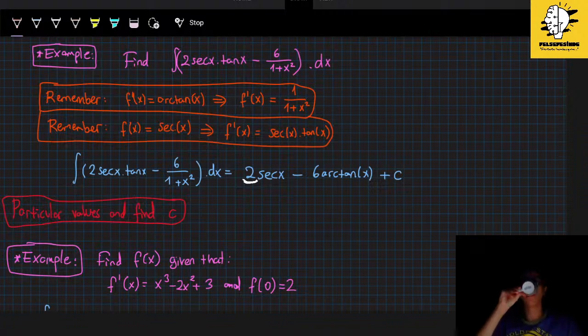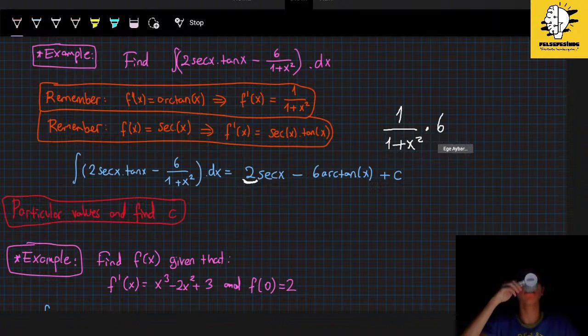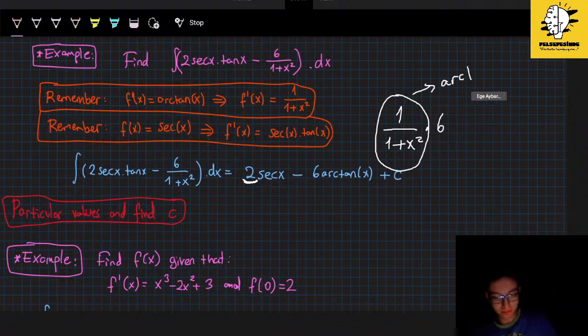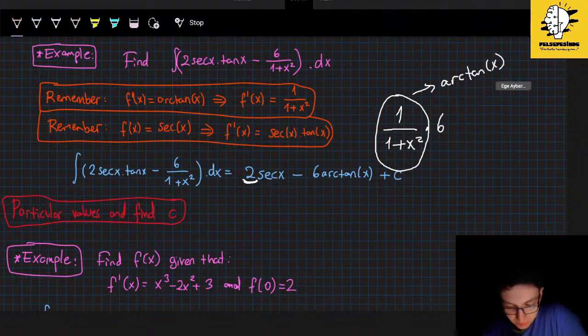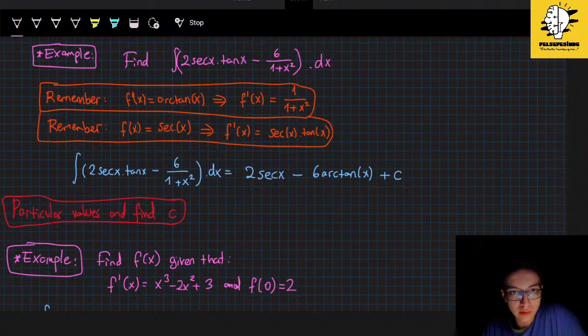Okay, so this part could be tricky. We know that the integration of 1 over 1 plus x squared is arctangent x. But we don't have 6 in the function itself. If we write this function like this, times 6, then you can see that this part is actually arctangent x. Just try to manipulate your equations, okay? Just don't be confused by them.